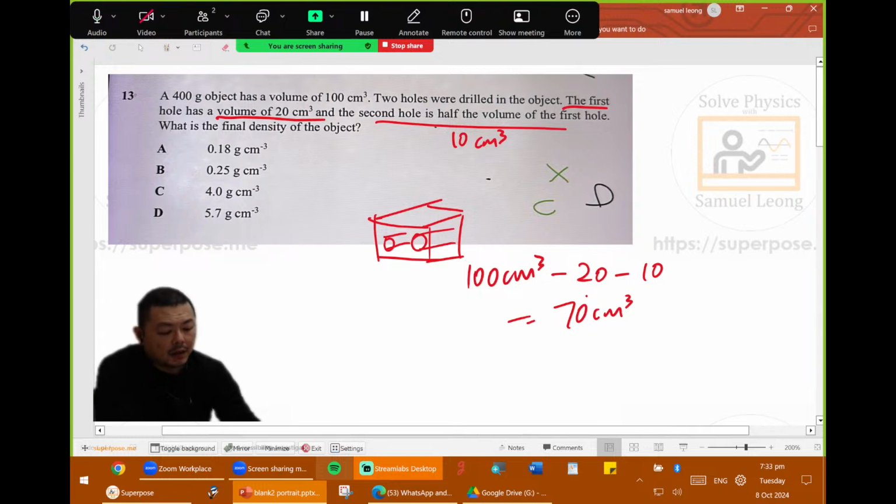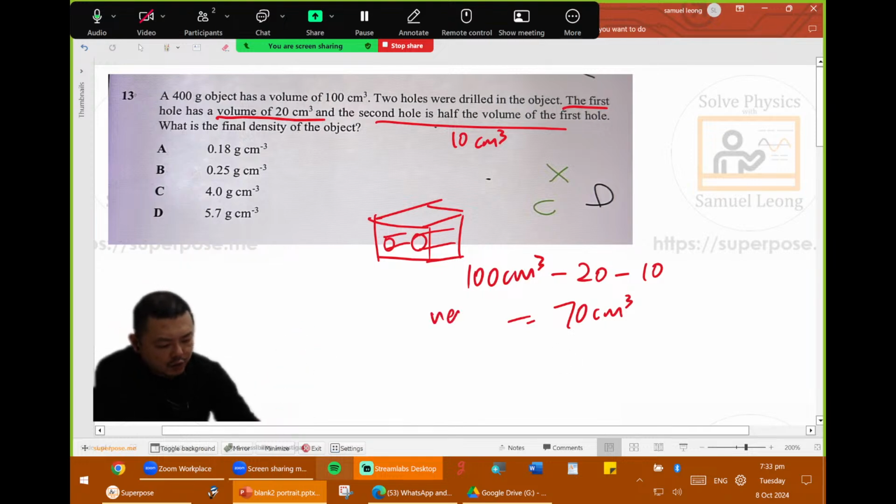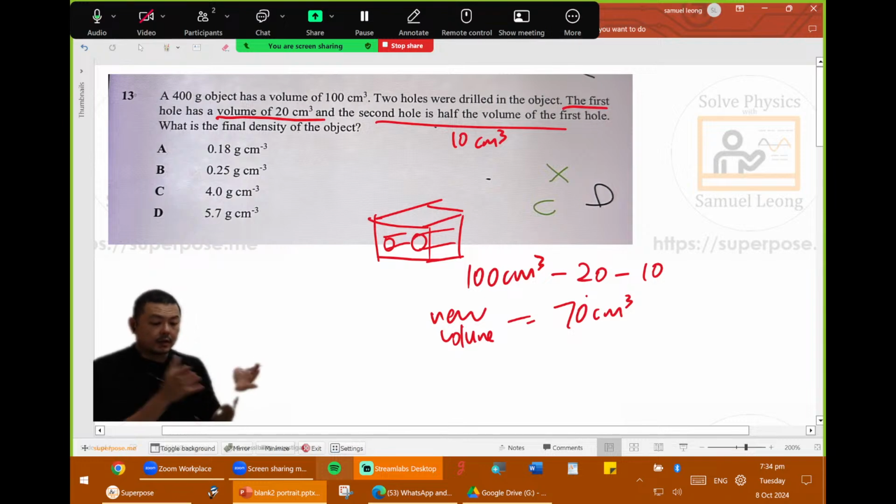Correct? Yeah. But don't forget, when you drill holes, you lose material. So you need to figure out how much material you have lost. You have to find your new mass. This is your new volume, right? New volume of the thing.